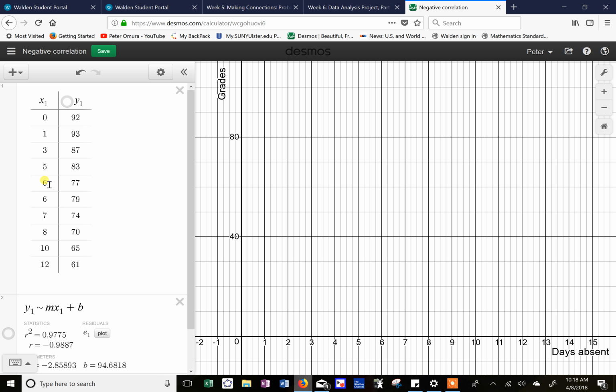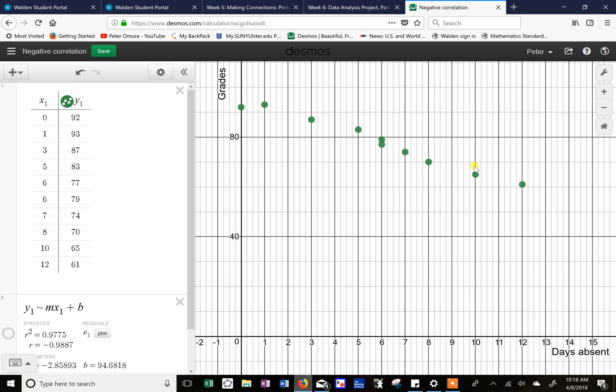You can't have a function that has the same input and different outputs. If I have a 6 and it's a 77, then when I have a 6, it should be a 79. And that's true for functions, but for scatter plots, it doesn't matter. So once again, I'm going to graph this data, and here's what it looks like.